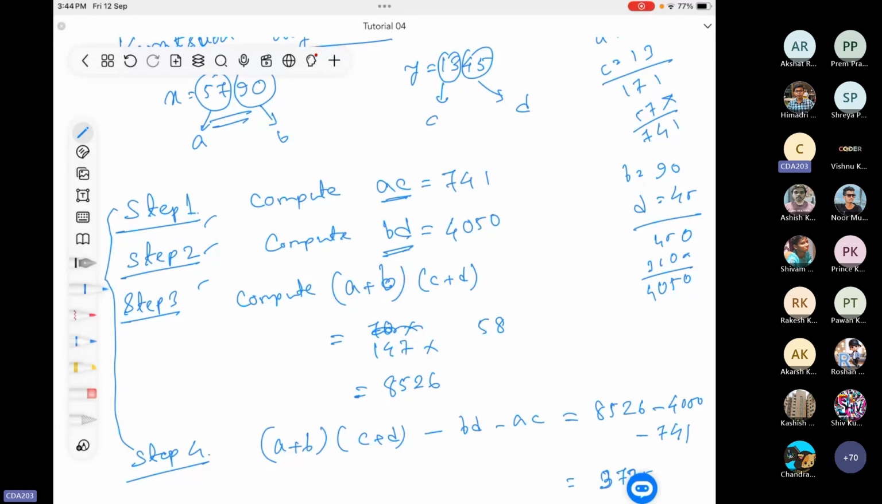So do you get the recursive idea behind it, that how we are breaking the problem, that we have a main problem of multiplying n-digit numbers into smaller problems having n by 2-digit numbers? Is it clear?